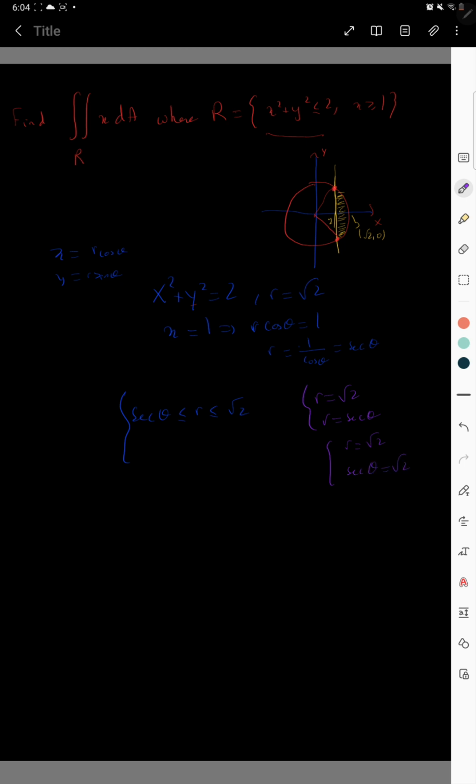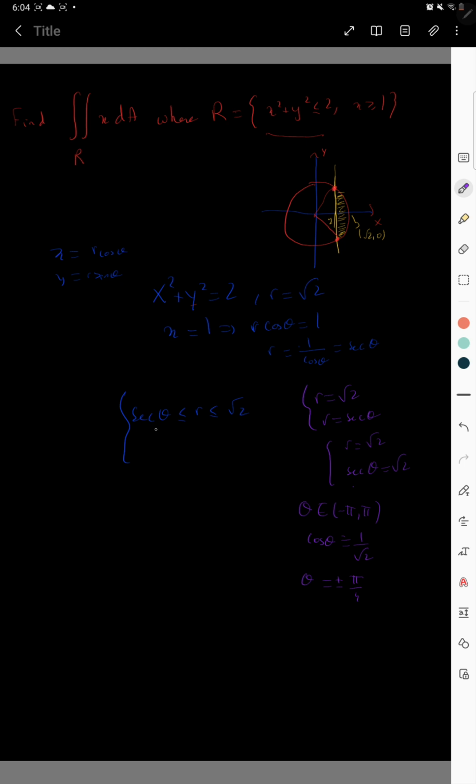Now, of course, there are infinitely many values of theta that satisfy this equality, but let us pick the values between minus pi and pi that satisfy this equality. Secant theta is equal to root 2. This means that cosine theta is equal to 1 over root 2. This means theta is equal to plus or minus pi over 4.